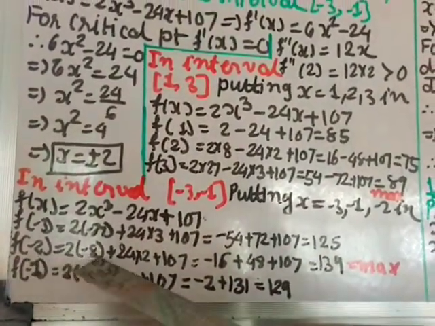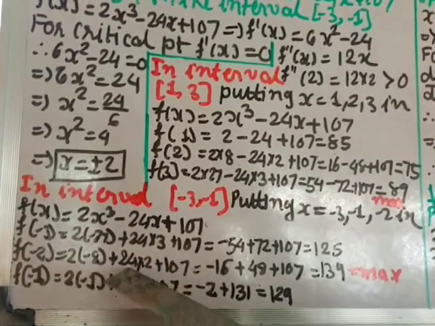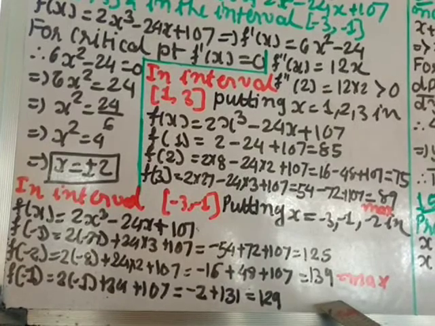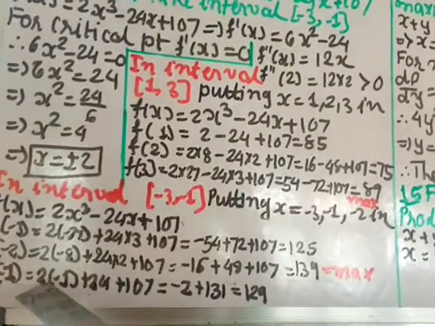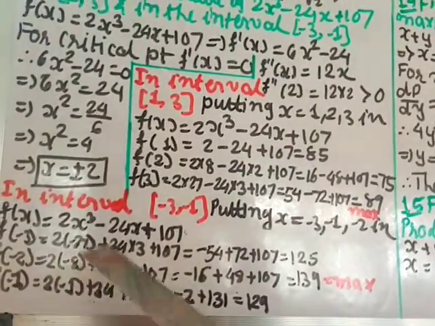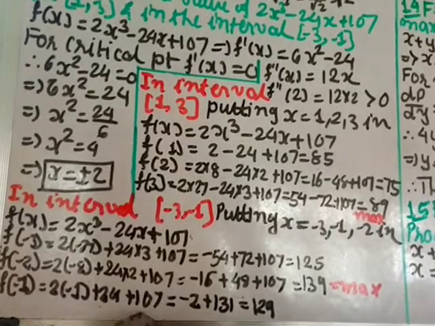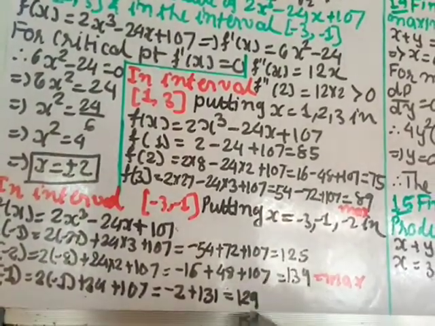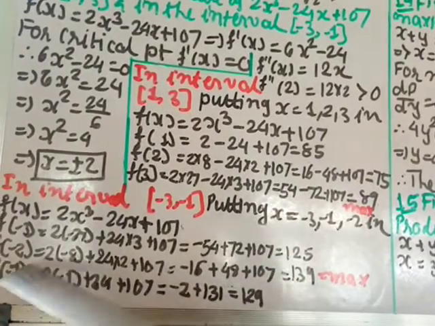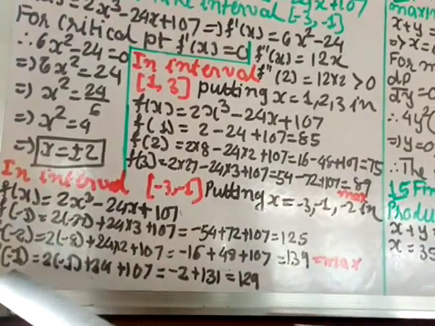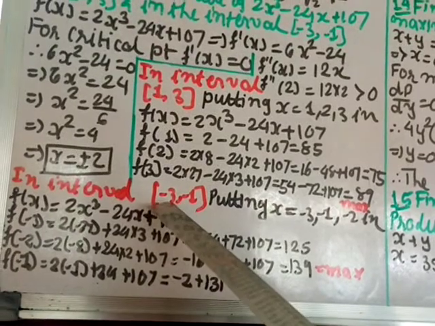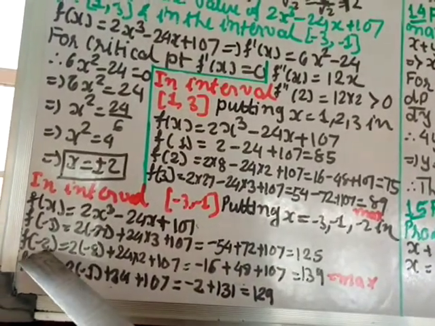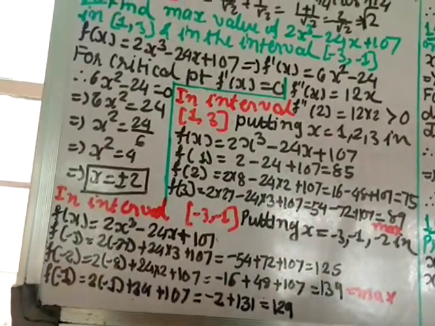Then minus 2, if I put minus 2, the cube is minus 8. Then this minus minus plus 107. Simplify, you get 139. Then you put minus 1. Minus 1 cube is minus 1, minus 1 into 24 is plus 24, plus 107. Simplify, you get 129. Among all these three, I get the maximum value 139 at x equal to minus 2. So I get the maximum value for the interval minus 3 to minus 1 as 139, and it is at minus 2. Okay, so I get both the answers.